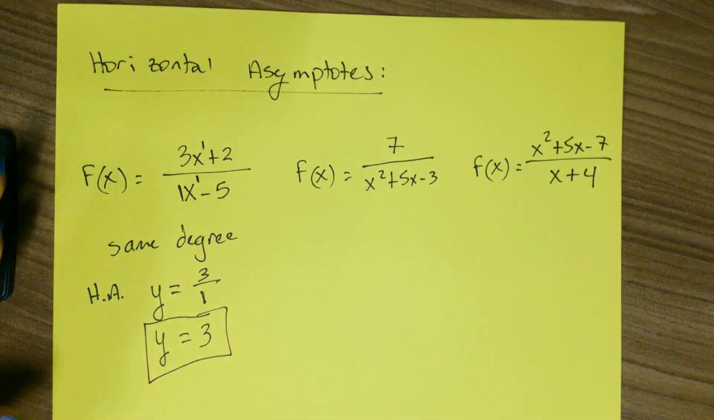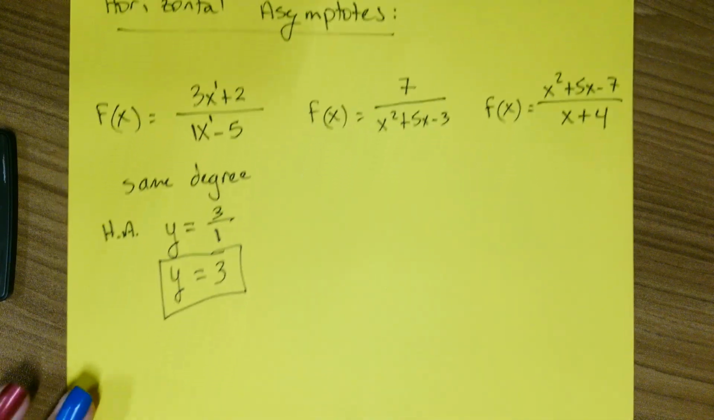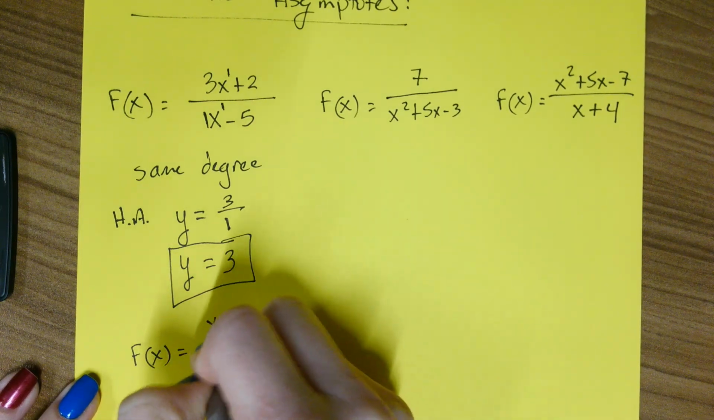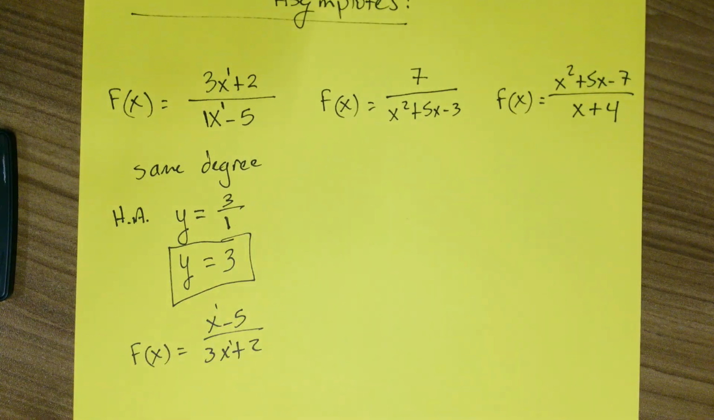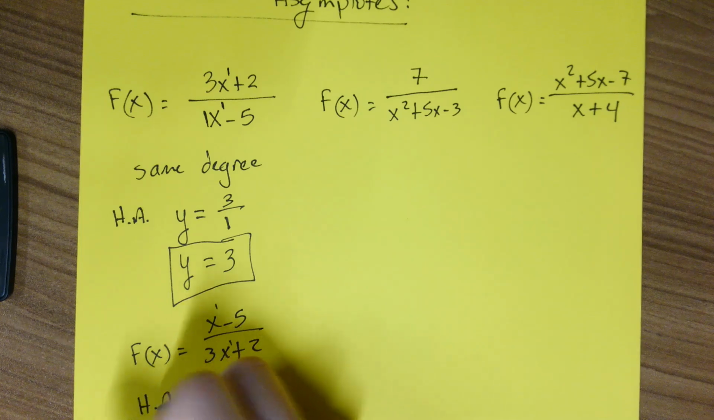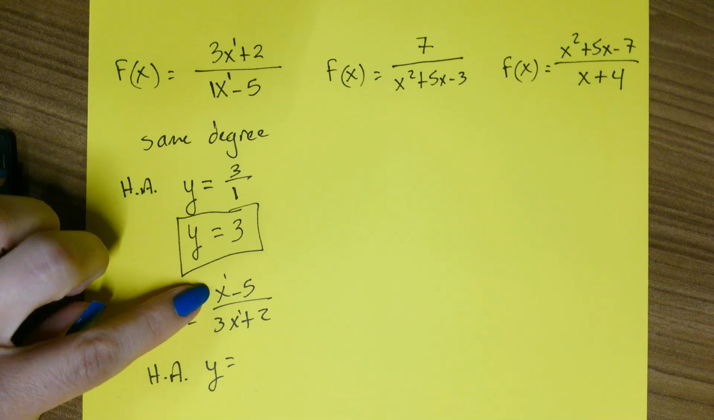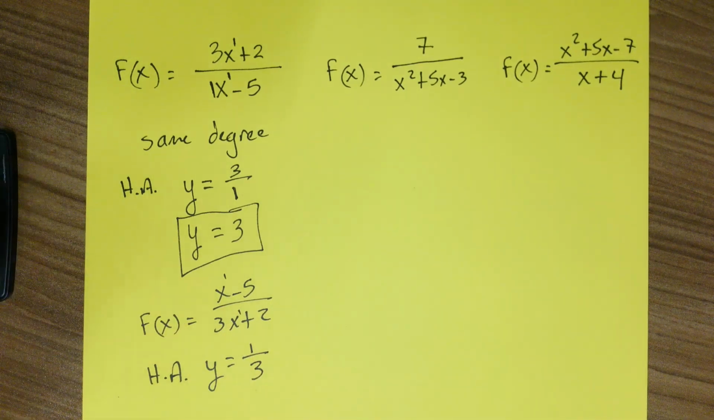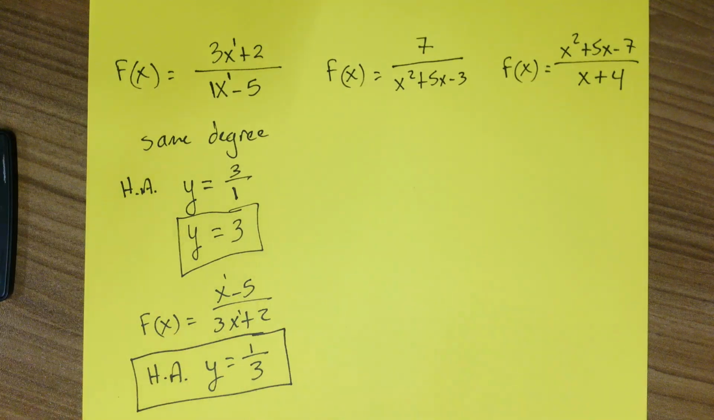There's my horizontal asymptote. Notice if this rational function had been flipped, if it were x minus 5 over 3x plus 2, let me go ahead and write that out. If it were this, we can see still that they have the same degree. They're still to the first power. So my horizontal asymptote would still be the ratio of those leading coefficients. But now the top leading coefficient is 1, and the bottom is 3. So my horizontal asymptote would be y equals 1 over 3. So it's always just the ratio of the leading coefficient from the top over the leading coefficient on the bottom.